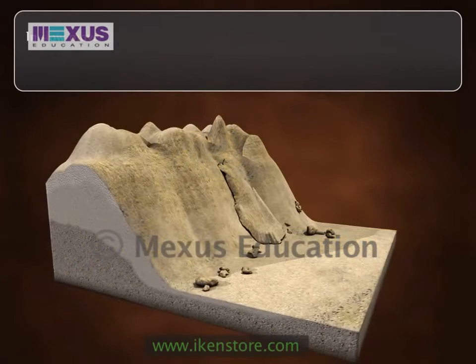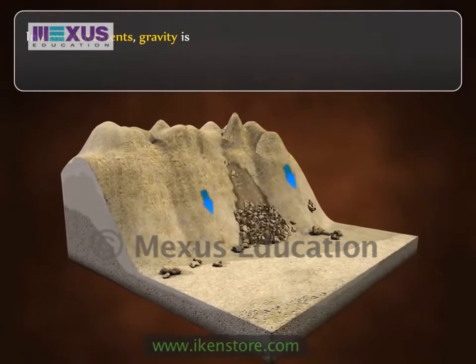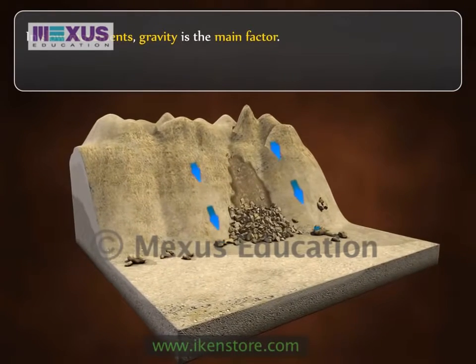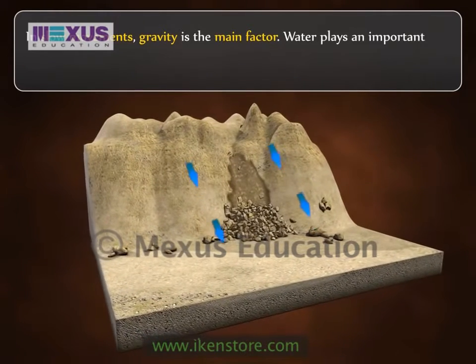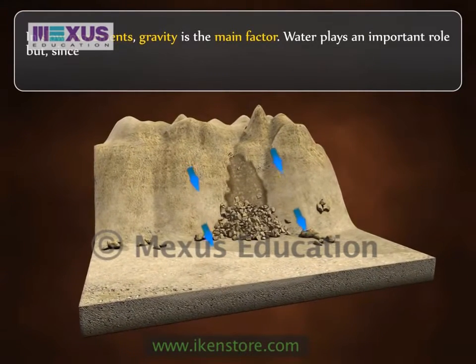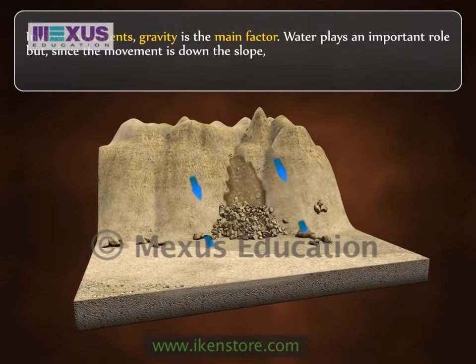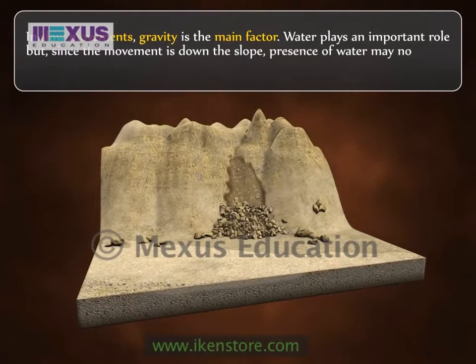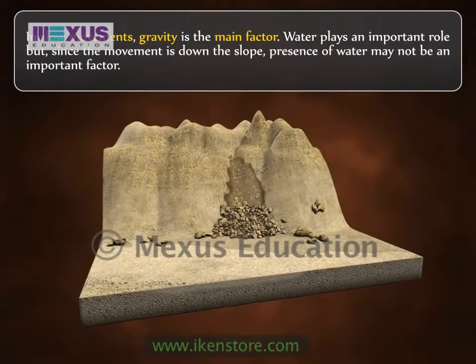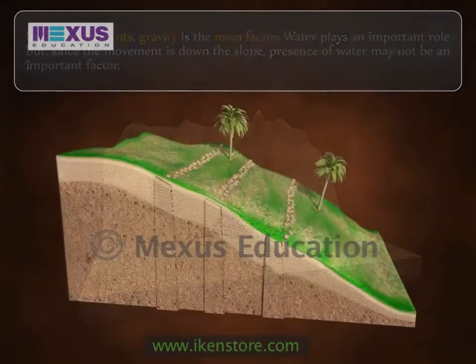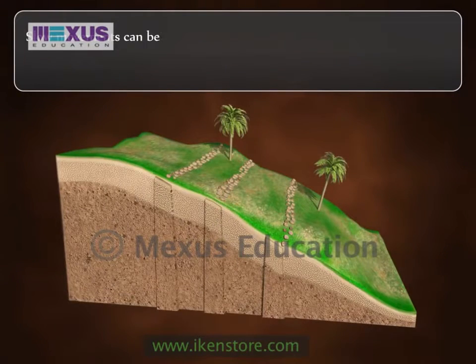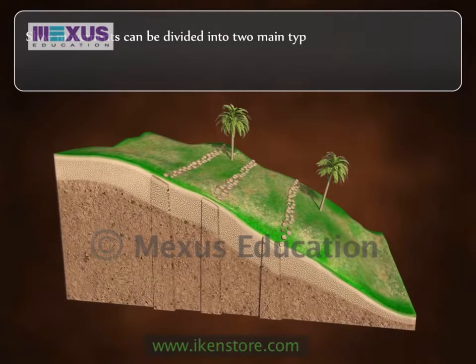In slow movements, gravity is the main factor. Water plays an important role, but since the movement is down the slope, presence of water may not be an important factor. Slow movements can be divided into two main types.